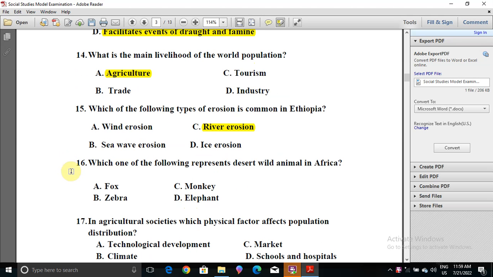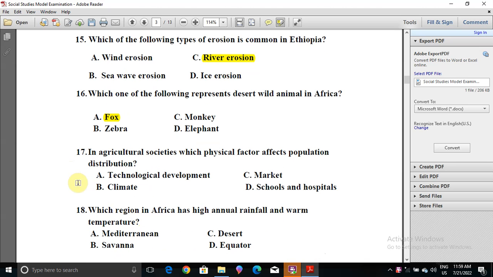Now question number 16: Which one of the following represents a desert wild animal in Africa? Here we have fox, zebra, monkey, and elephant. Of course it will be fox, because the fox represents desert wild animals in Africa. Now question number 17: In agricultural societies, which physical factor affects population distribution? It will be technological development, climate, market, or schools and hospitals. The correct answer is climate, because it says in agricultural societies, which physical factor affects population distribution? It will be climate.